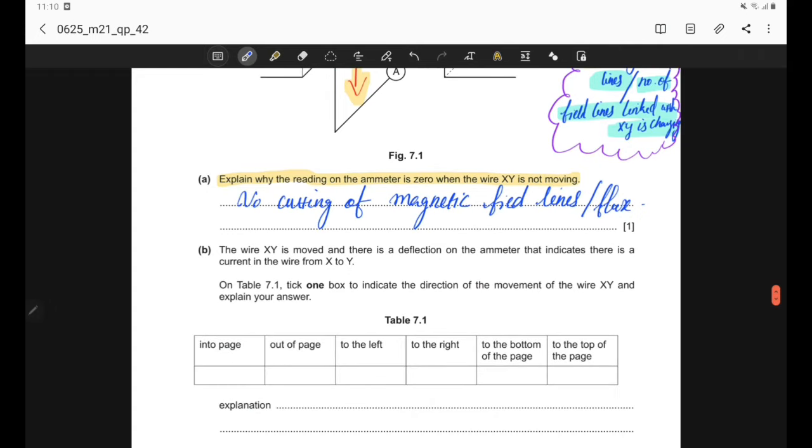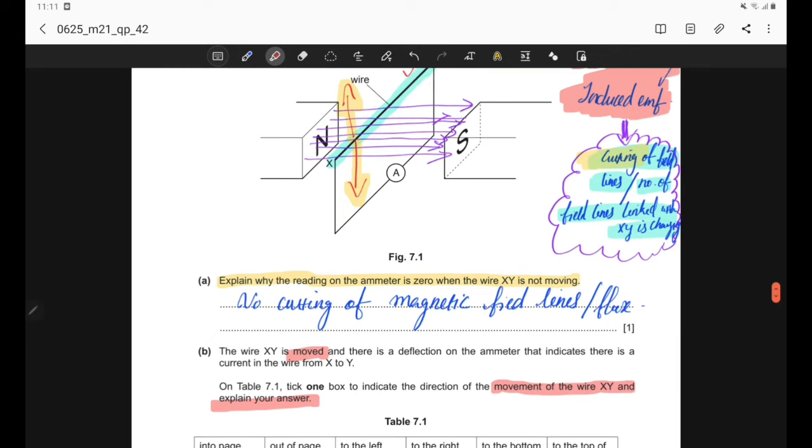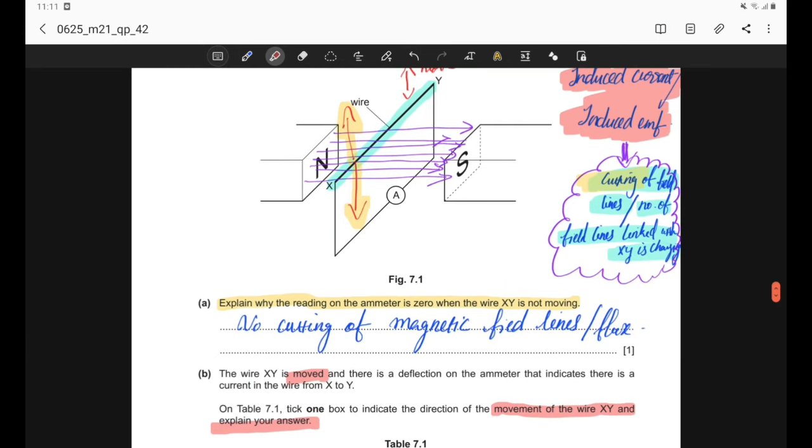Part B, the wire XY is moved and there is a deflection on the ammeter that indicates there is a current in the wire from X to Y. On figure 7.1, tick one box to indicate the direction of the movement of the wire XY and explain your answer. Now in part B, the wire is moving, and we have already seen that when the wire moves, the cutting of the field lines will happen, and that will cause an induced current.